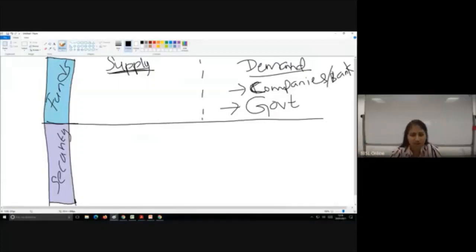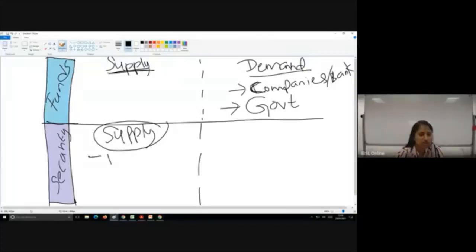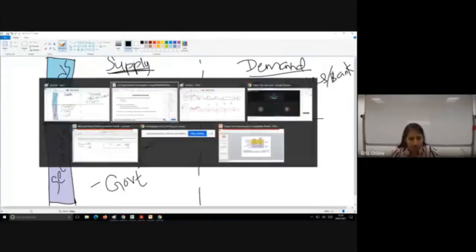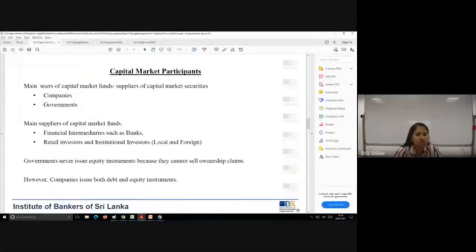Now, are these same parties the ones who are going to demand the security? No, they are going to be the ones who supply the security. Because they demand funds, in exchange for the funds, they need to supply security. So it's going to be firms and government who are going to supply the securities to the capital market. That is what I've used here: the main users of the funds, and the suppliers of securities, are the companies and the government.